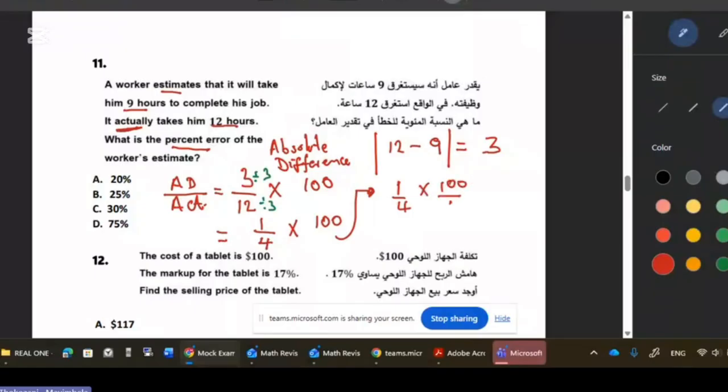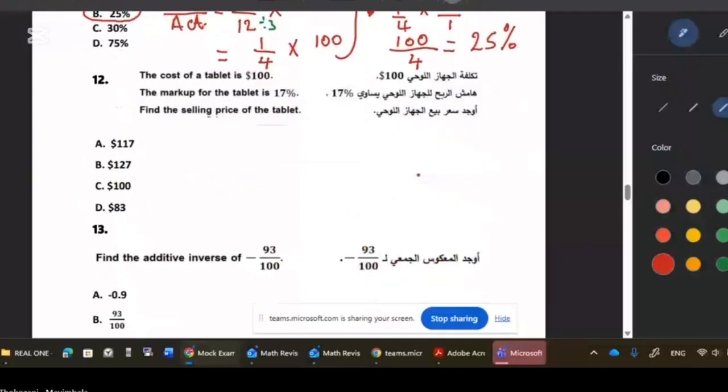So now I have 1 over 4 multiplied by 100. I'm going to make this a fraction as well, over 1. So now I'm having 1 times 100, which is 100. 4 times 1 is 4. What is 100 divided by 4? How many 4s do we find in 100? 25. Yes, 25. So remember, they asked us for a percent, so it's going to be 25%. Do we have this answer 25% here? Yes, B. The answer is B. Right? Let's move on to the next one, boys.